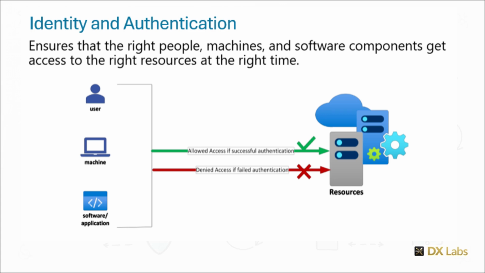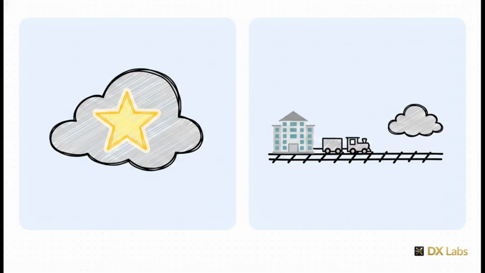A successful authentication grants access to Microsoft 365 resources, while a failed one firmly denies it. Entra ID basically serves as the cloud-based identity and access management system, ensuring that only trusted entities ever get through the door. Now you might be wondering, where do these identities actually come from?